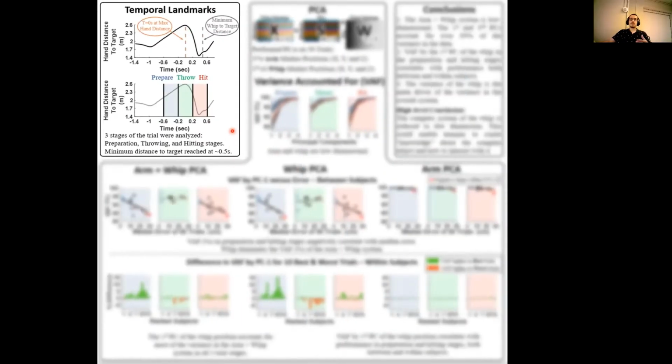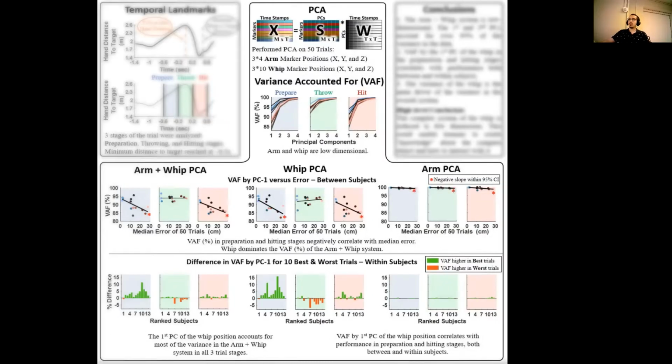We look at the principal components of 3 key stages of the trial: preparation, throwing, and hitting. And so we perform PCA in those 3 stages on the 4 markers on the arm and 10 markers on the whip. And we can see that for all participants, only 1 or 2 principal components are sufficient to account for over 95% of the variance in the data. And so the arm and the whip are low dimensional based on how our participants manipulated it.